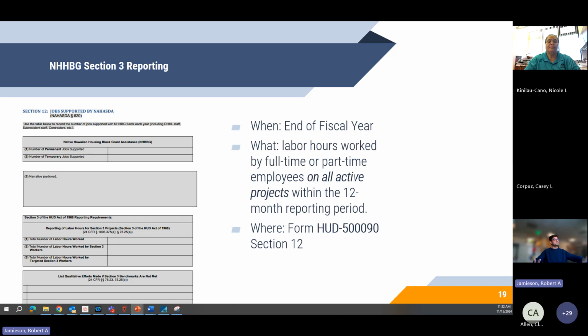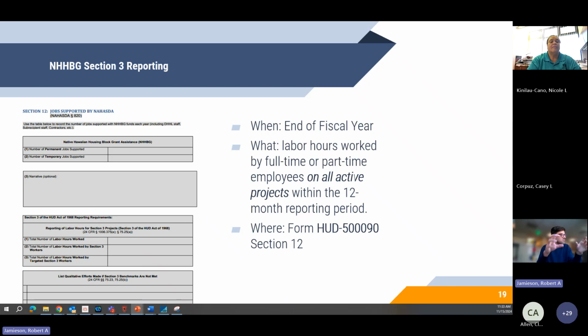Okay, so reporting specifically for the NHHBG grant. This is going to be on Form HUD 590, again on Section 12. As you can see here, what we've done is just added, and thank you again to Claudine for providing this and also doing a great job explaining it to us yesterday. The top part about the number of permanent jobs supported is really not in the Section 3 umbrella. We're going to be looking at the bottom part: total number of labor hours done, total number of labor hours worked by Section 3 workers, and total number of labor hours worked by targeted Section 3 workers.